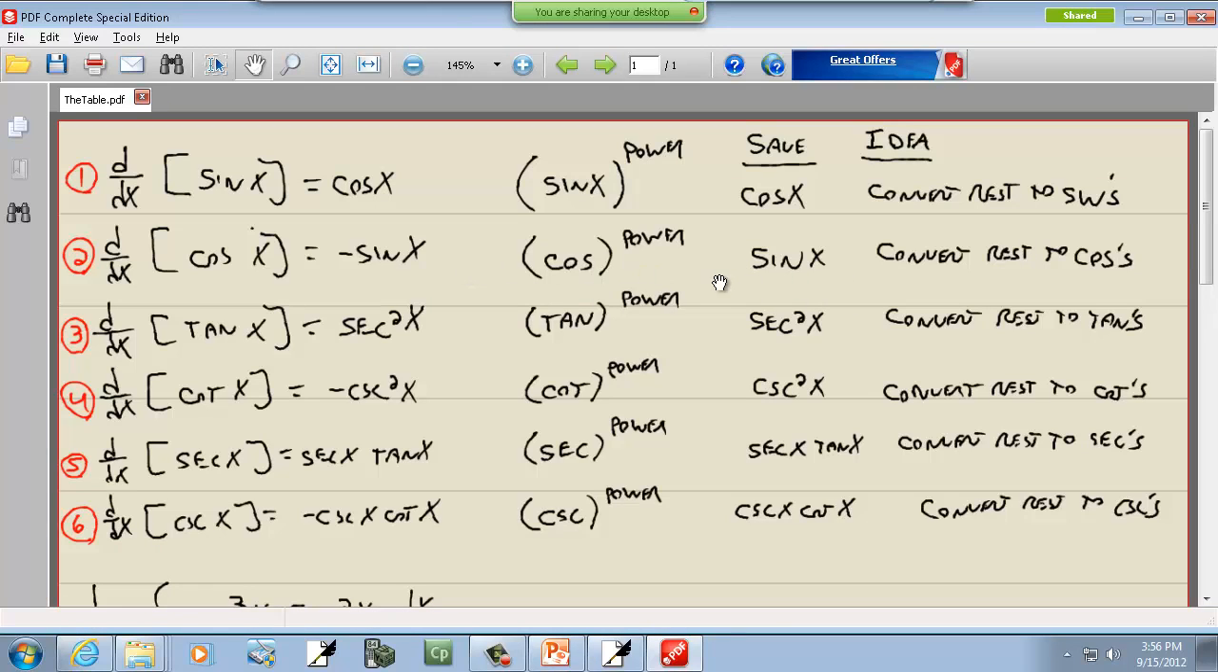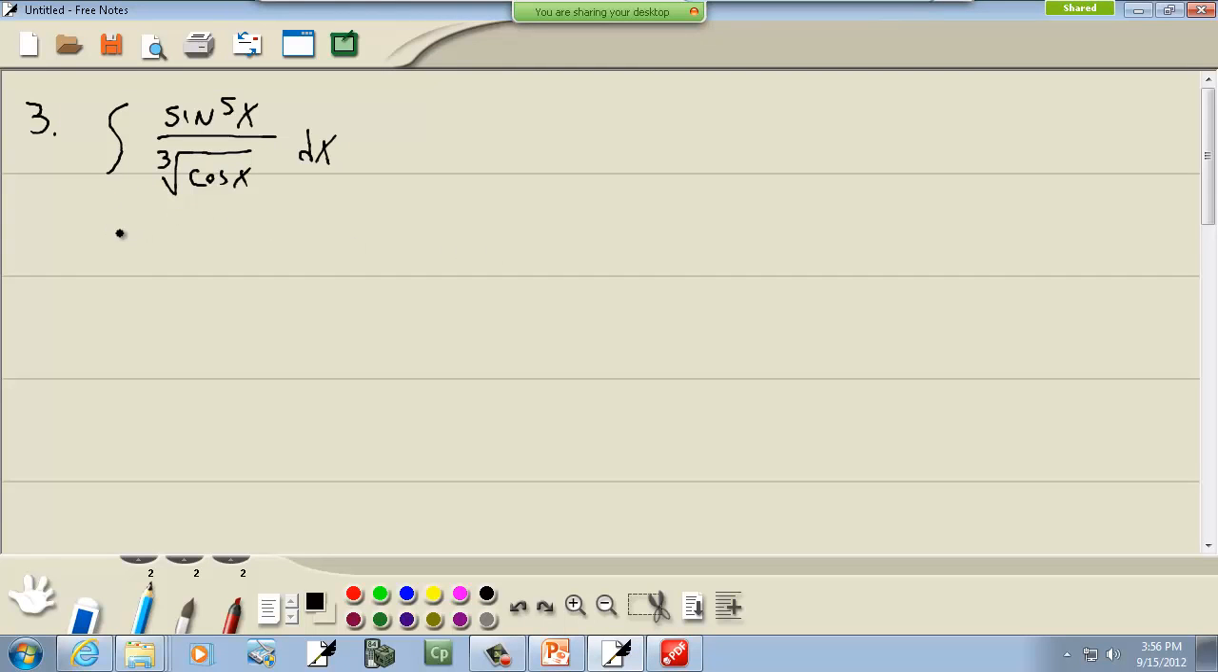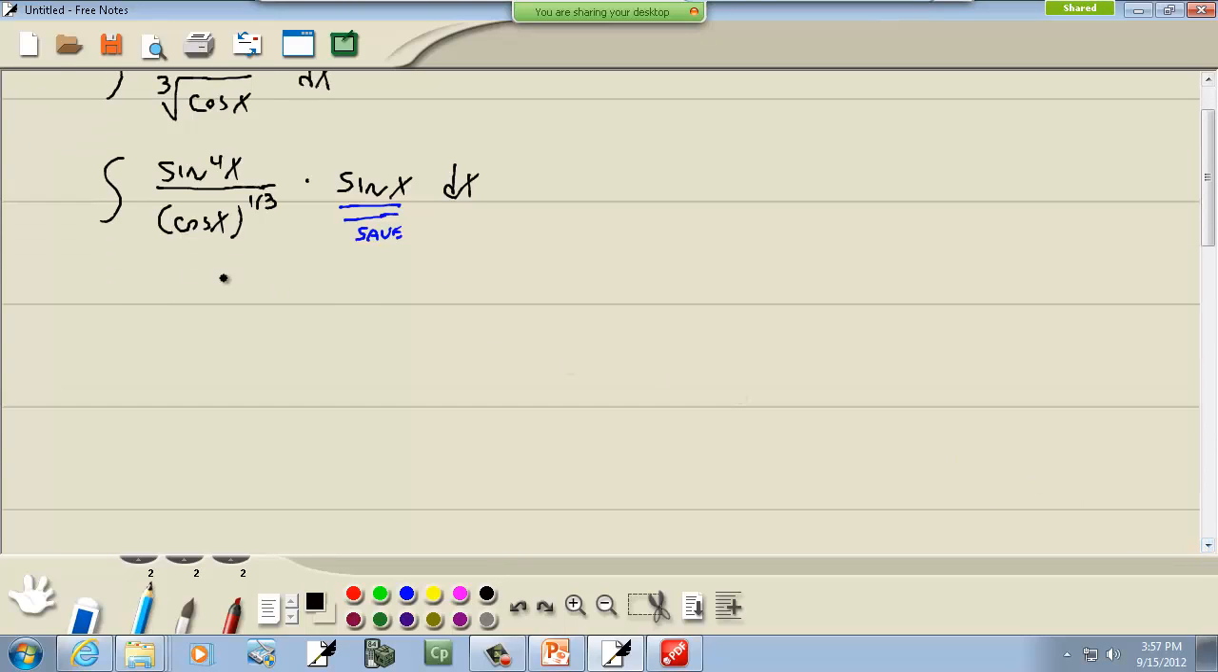So we're working with form 2 here, and then we'll convert the rest to cosines. Okay, so I'm going to rewrite this. This is sine to the 4th. And while I'm at it, I'm going to rewrite this as cosine to the 1/3 power. And we're going to save a sine, like that. So again, we're not going to touch this one. That's saved, and we want to convert all the rest to cosines. Well, sine to the 4th is sine squared times sine squared.